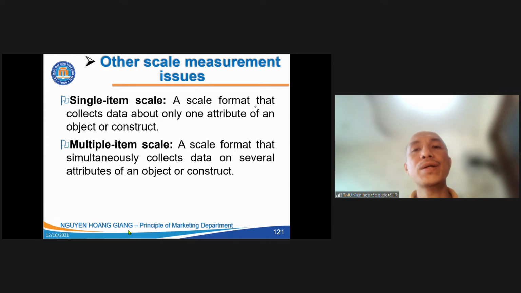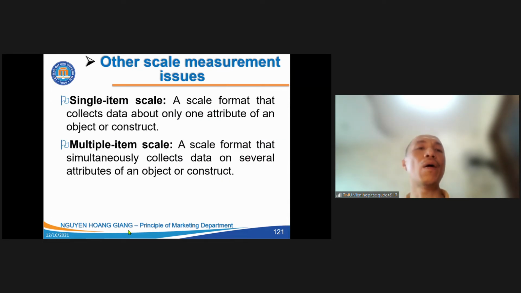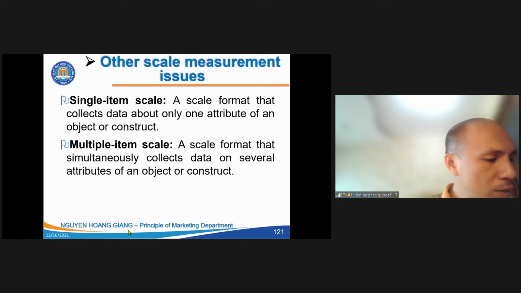And some other scale measurement issues that people can use, for example, the single-item scales or the multiple-item scales, or some others. It depends on each situation. And for example, when people ask about attitudes, about behavior, they can use another kind of scale. So it depends on how we do the research, then we can choose the suitable way and the suitable scaling to measure.